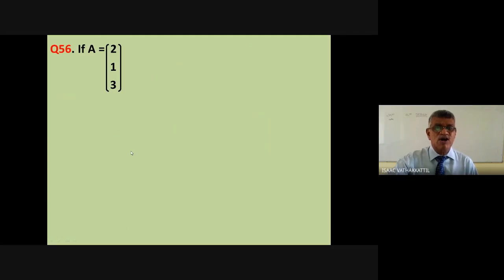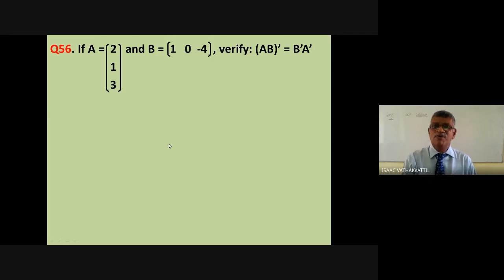If A is equal to, a column matrix, 3 by 1 column matrix, and B is equal to 1, 0, minus 4, a 1 by 3 row matrix. Prove that, or verify that, for the given matrices, (AB) dash is B dash A dash. So here to verify that, our steps will be: first you find AB, take its transpose. Then you find the transpose of B, that is B dash. Then you take A dash. Then you multiply B dash into A dash. You have to show they are equal. So how to find (AB) dash?